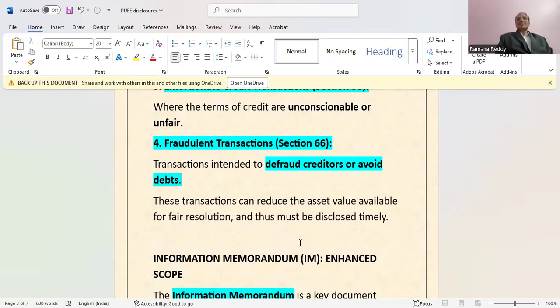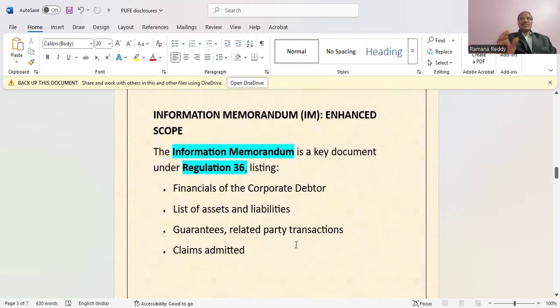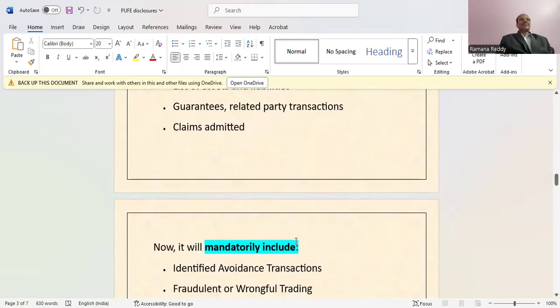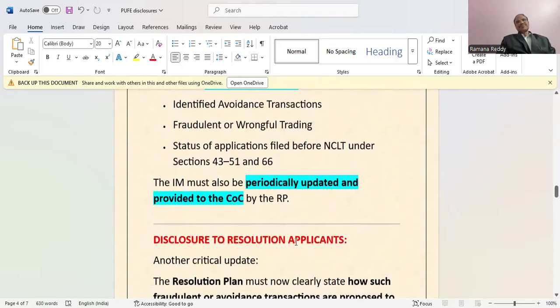And the Information Memorandum now has an enhanced scope. The Information Memorandum is the key document under Regulation 36 listing the financial details of the corporate debtor, a list of the assets and liabilities, guarantees, related party transactions, and claims admitted. Now it will mandatorily include identified avoidance transactions, fraudulent or wrongful trading, and the status of applications filed before the NCLT under Sections 43 to 51 and 66. The IM must be periodically updated and provided to the CoC by the RP.